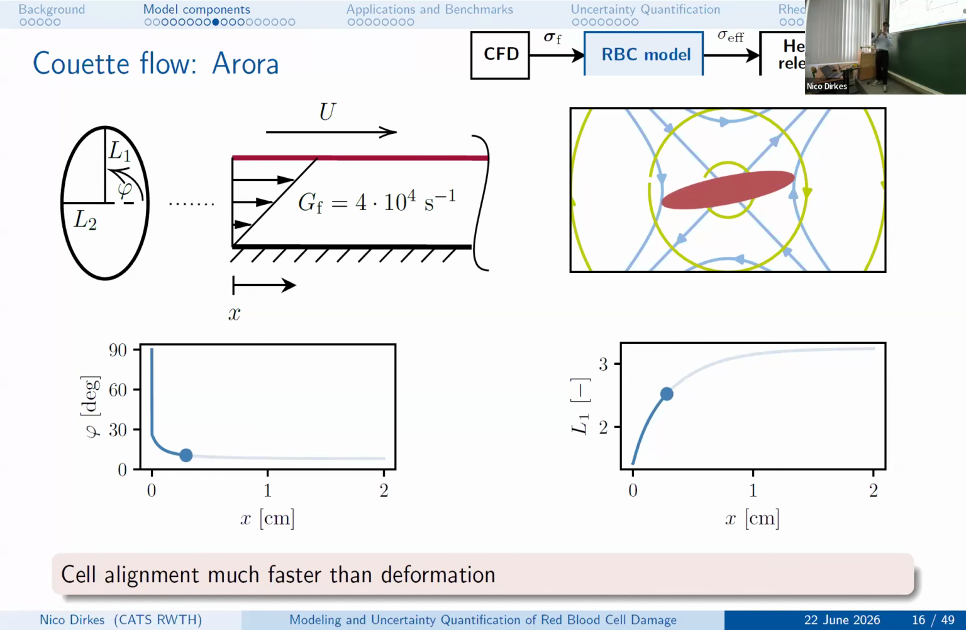But you still need to simulate for as long as the deformation scale, so you get the correct deformations, which are what drives hemolysis in the end. So this is why simulating both at the same time becomes really challenging.